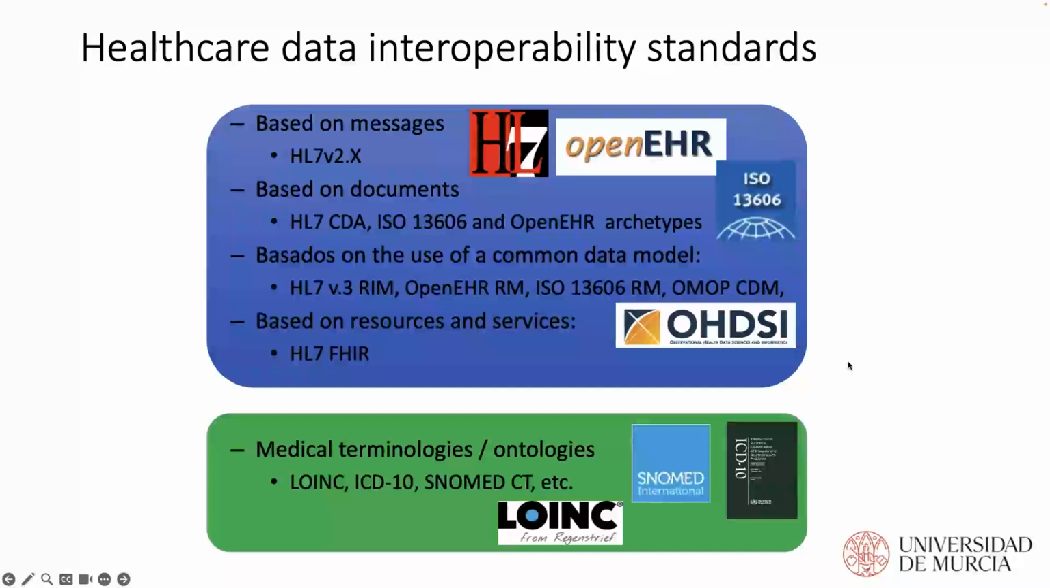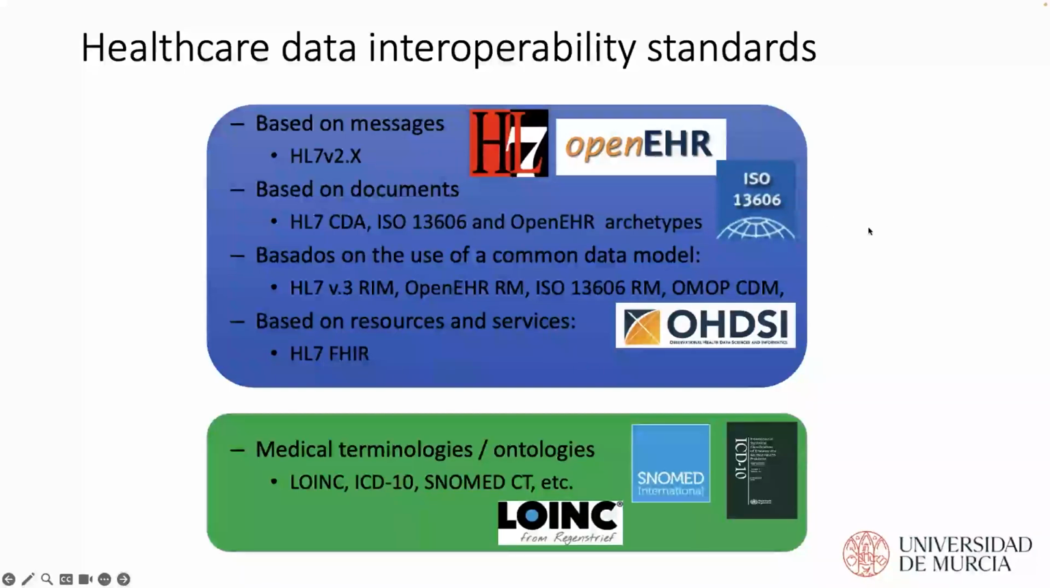So for representing this contextual information, terminologies and ontologies such as SNOMED CT are used together with information modeling standards that I mentioned before. And there are many of these. So we have standards based on messages, documents, use of common data models, resources, and services. Very well known ones are FHIR, openEHR, OMOP.